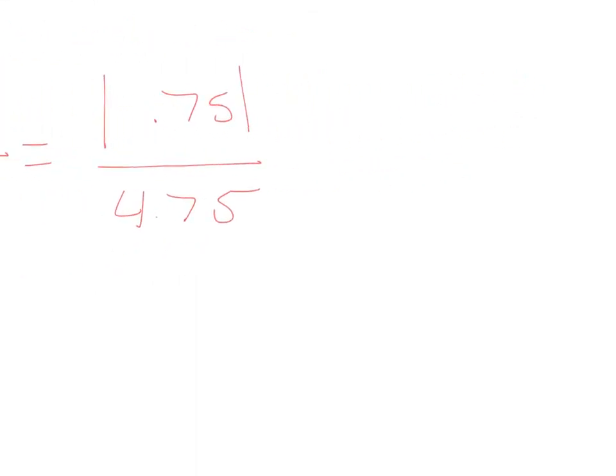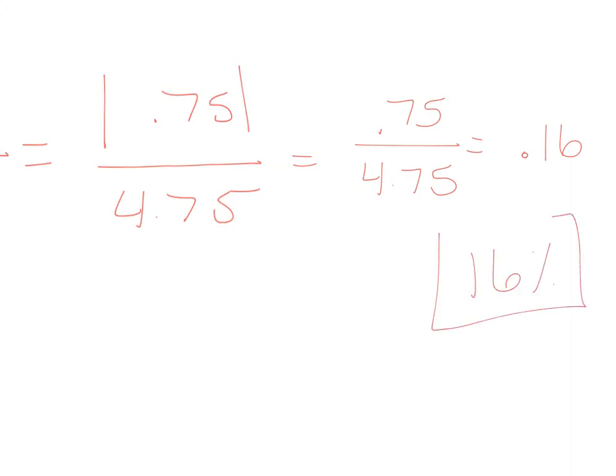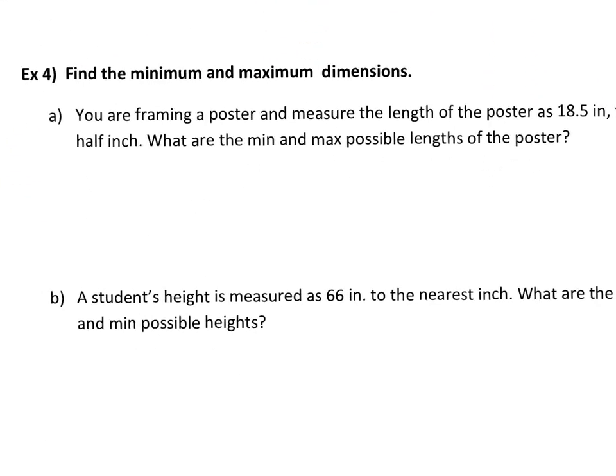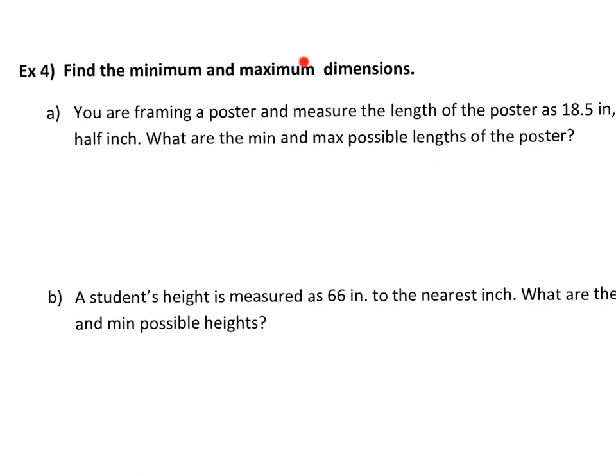Okay? So now we're going to look at this, and so it's going to be 0.75 divided by 4.75. So now just take your calculator, divide it out, and I'm going to round it to 2 decimal places, so 0.16. So it ends up being 16%. Okay? All right, and the last thing we're going to look at is it's going to ask us to find minimum and maximum dimensions.